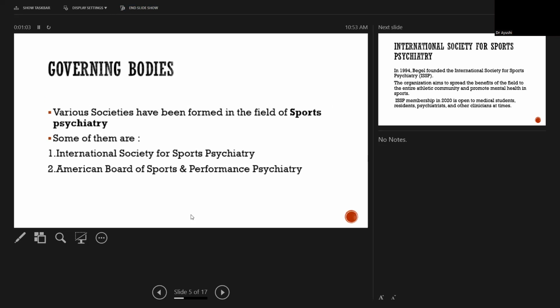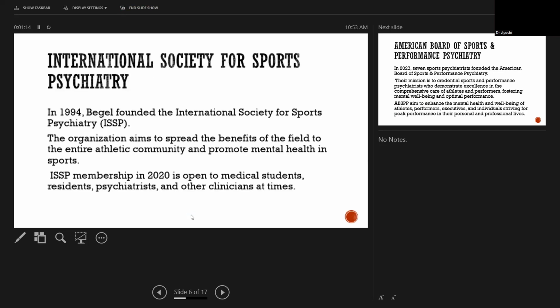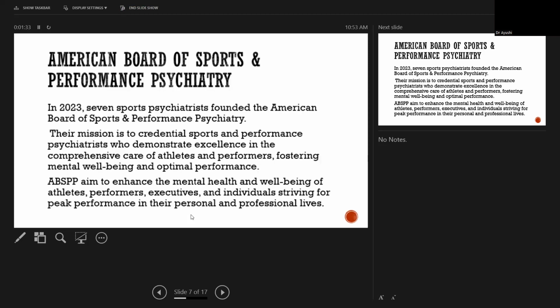Governing bodies. Various societies have been formed in the field of sports psychiatry. Some of them are International Society for Sports Psychiatry and American Board of Sports and Performance Psychiatry. In 1994, Beagle founded the International Society for Sports Psychiatry. The organization aims to spread the benefits of the field to the entire athletic community and promote mental health in sports. ISSP membership in 2020 is open to medical students, residents, psychiatrists, and other clinicians at times.